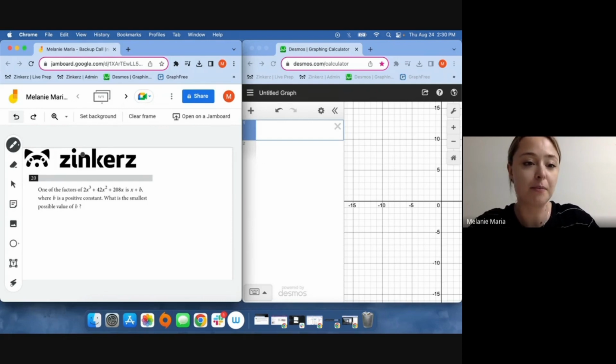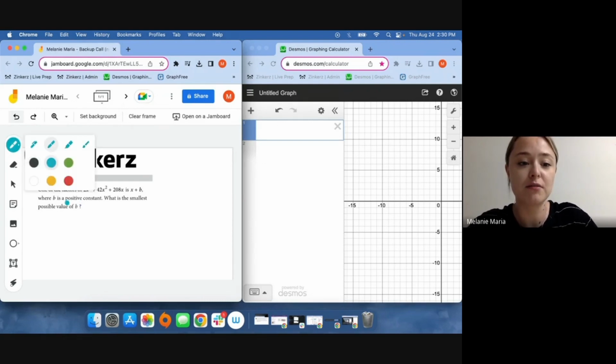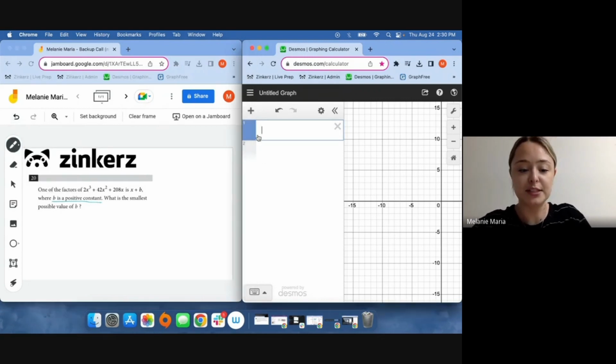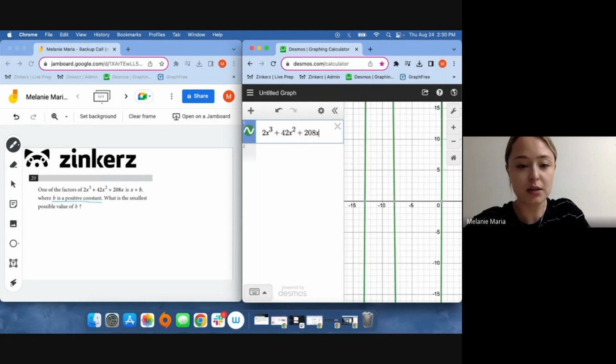I'm going to start by underlining a key piece of information, and that is that b is a positive constant. Just something to keep in mind as we move forward. I'm now going to put this expression into Desmos, 2x cubed plus 42x squared plus 208x, and take note of the zeros of this function. In other words, where is this function crossing the x-axis? It's crossing the x-axis at x equals negative 13, negative 8, and at 0.